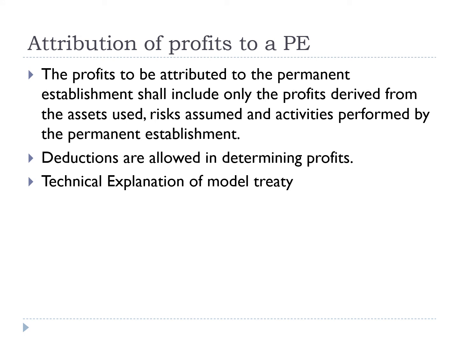The Treasury's technical explanation of the model tax treaty provides guidance for the attribution of profit and loss to a permanent establishment. According to this guidance, a permanent establishment is treated as a distinct and separate enterprise, even though it may be legally part of a single enterprise doing business in multiple countries.